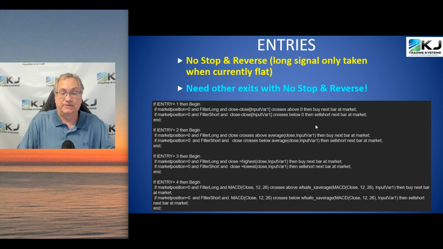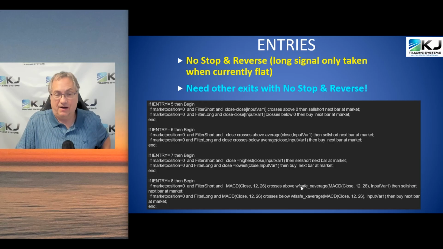Now, back to my testing here, I didn't do stop and reverse, so I needed some other exits. So I just used some time-based exits, but you can see the code and the 4 base entries. There's a momentum entry, a cross above a moving average, there's a breakout entry, there's a MACD. These are all pretty standard, nothing really special here.